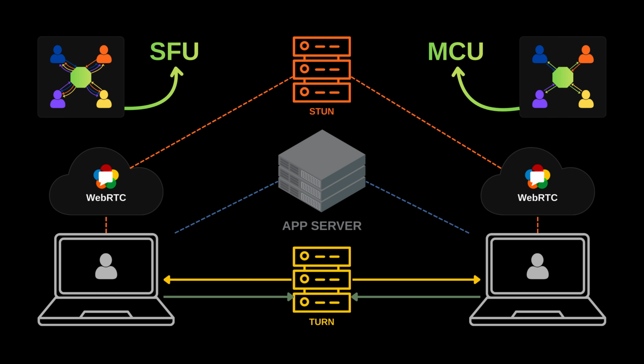In summary, for implementing a high-quality group connection, you will need 2 additional servers, stun and turn, as well as 1 dedicated server using SFU or MCU architecture if you plan to run group conferences.